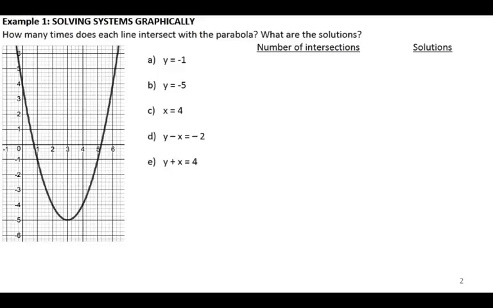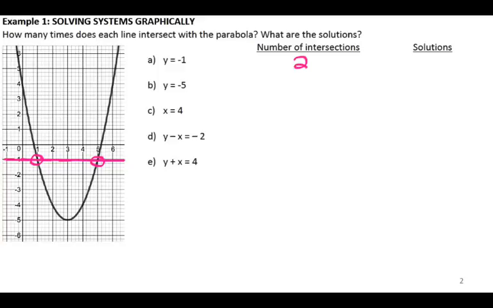I'm going to start by graphing the first line, y equals -1. What that means is I'm going to go to -1 on my y-axis and draw a line. Now you're asking yourself how many times does that intersect with the graph? Well, it intersects at 1 point and 2 points. So the number of intersections is 2.